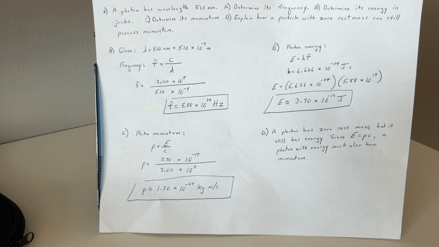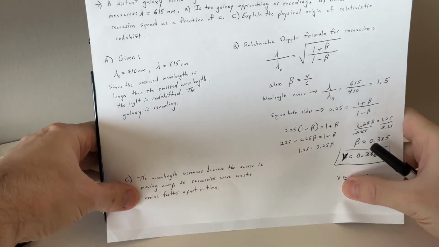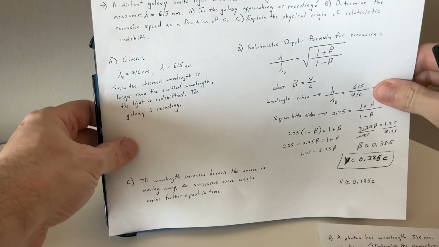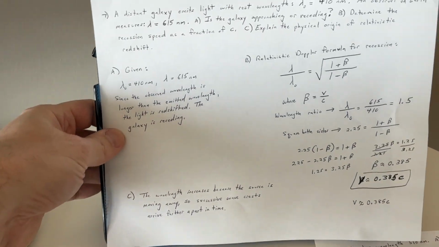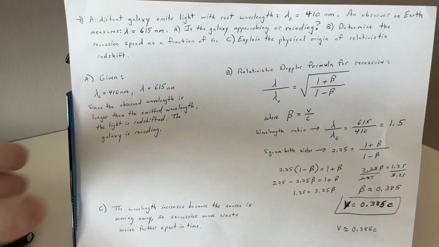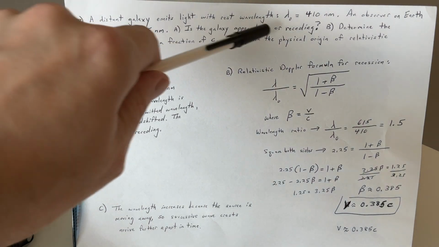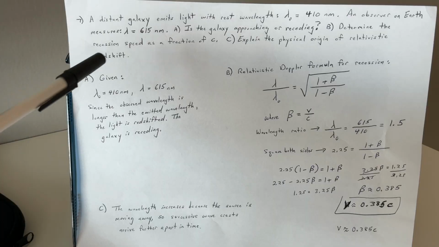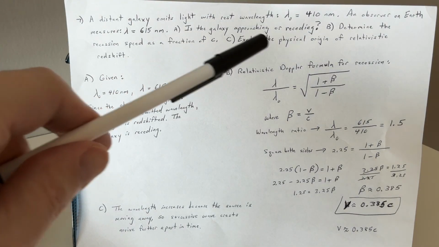Moving along, number 7. Okay, so for number 7, a distant galaxy emits light with rest wavelength lambda sub naught is 410 nanometers. An observer on Earth measures lambda equals 615 nanometers. Is the galaxy approaching or receding?